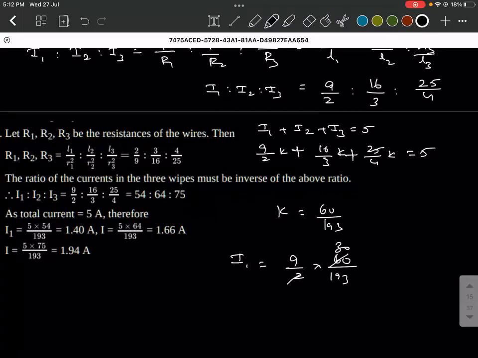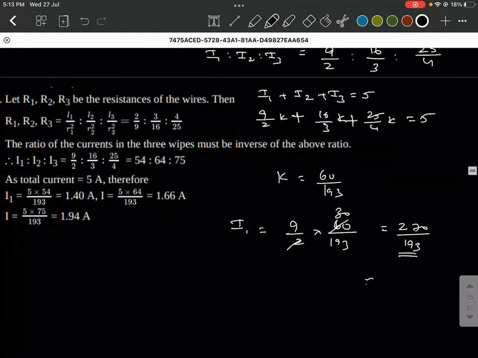So how much is it giving us? It's giving us 270 by 193, no? 270 by 193 is how much? So how much is it? Calculate and tell me approximately. Correct. Tell me how much is it? 1.39 is what we are getting. So 1.39 is rounded off to 1.40. So what we did is right.